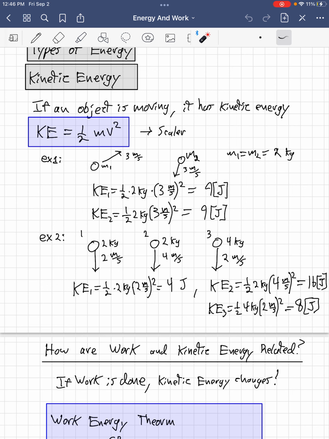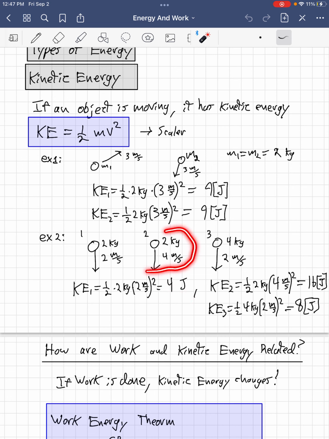Now we have 3 objects. One has a mass of 2 kilograms and a speed of 2 meters per second. Another has a mass of 2 kilograms and a speed of 4 meters per second. So you can plug that in for object 1. You plug in 2 kilograms and 2 meters per second, and you square that and multiply everything. You find object 1 here has a kinetic energy of 4 joules.